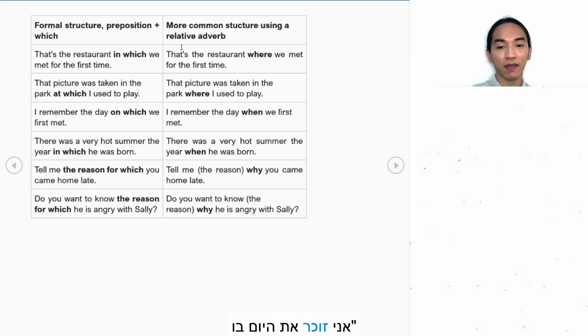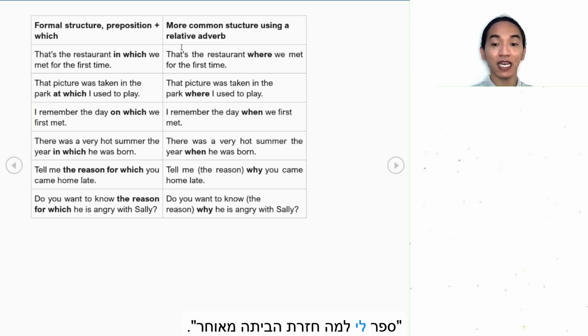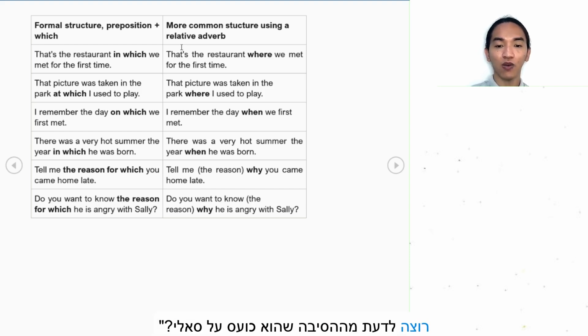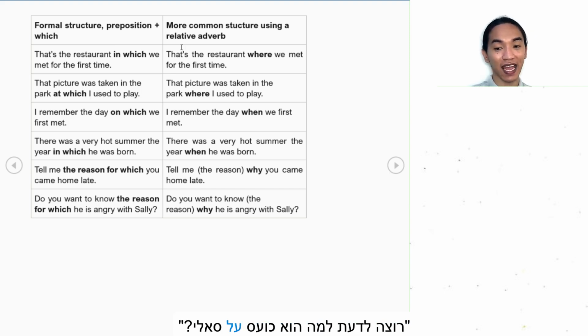Next one, I remember the day on which we first met. I remember the day when we first met. There was a very hot summer the year in which he was born. There was a very hot summer the year when he was born. So we are modifying the year. Tell me the reasons for which you came home late. Tell me why you came home late. Do you want to know the reason for which he is angry with Sally? Do you want to know why he is angry with Sally?